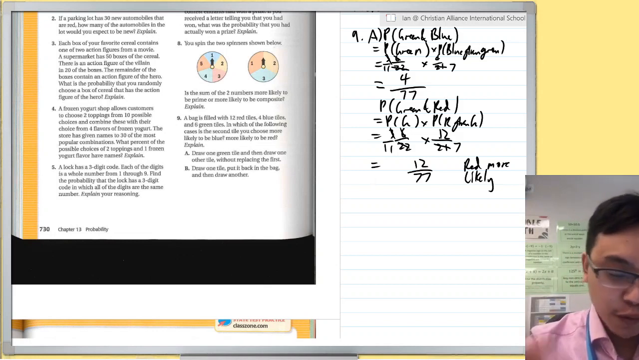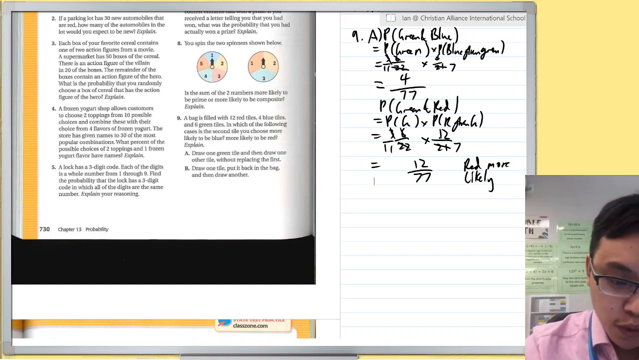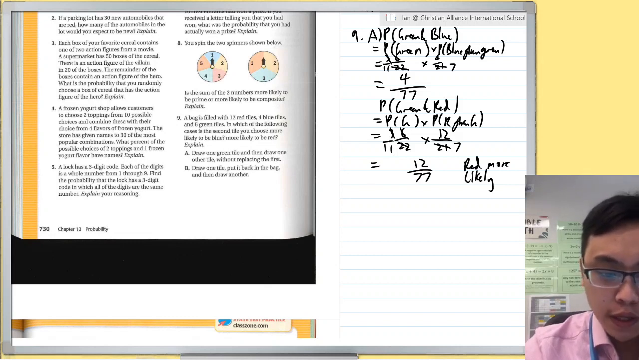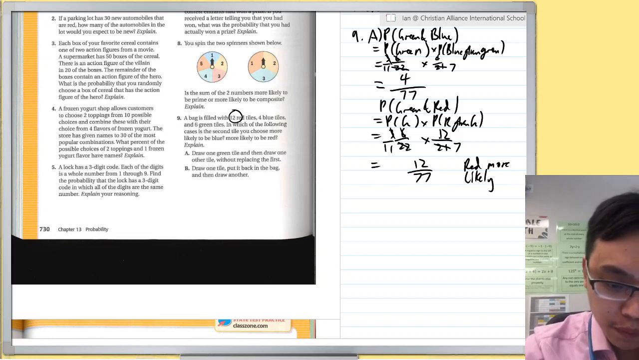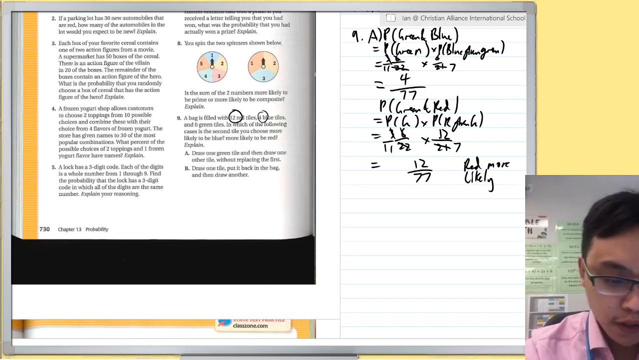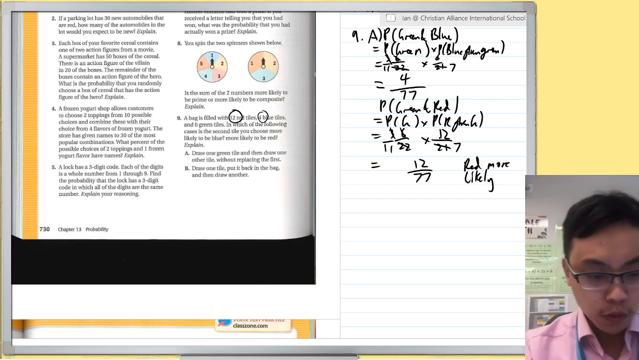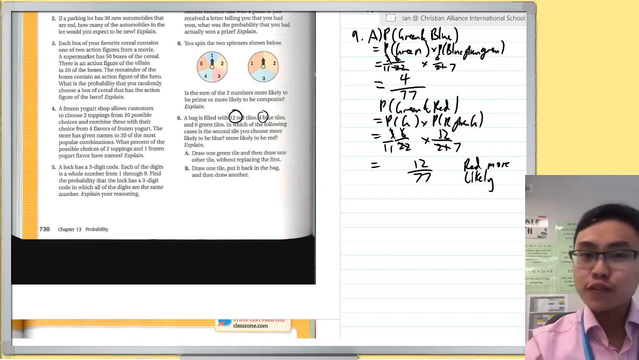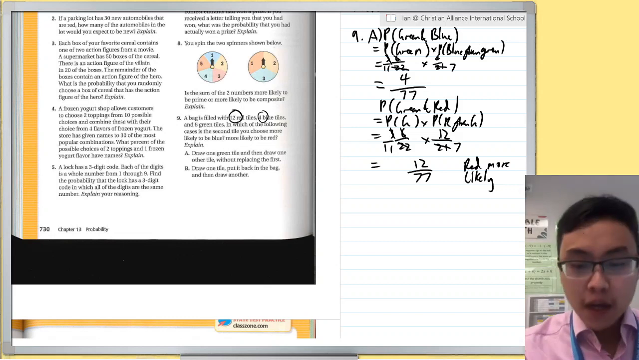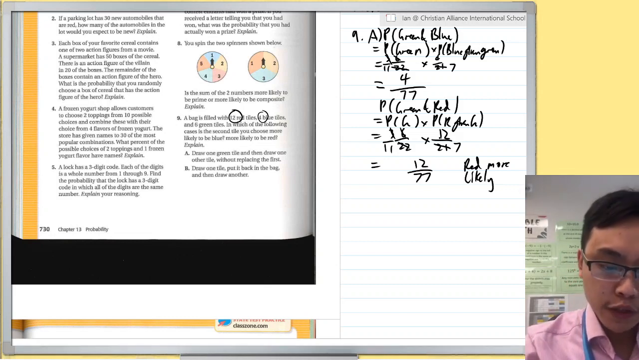But moving back to this question, I was just reading it again, and it says, which of the following cases is the second tile you choose more likely to be blue or more likely to be red? In terms of blue, there is no case in which it's more likely to be blue. It's always going to be more likely to be red because there are 12 red tiles compared to only 4 blue tiles. So I'm not too sure what this question is actually asking. If anyone else knows, feel free to come up to me, but I will just leave that as it is.